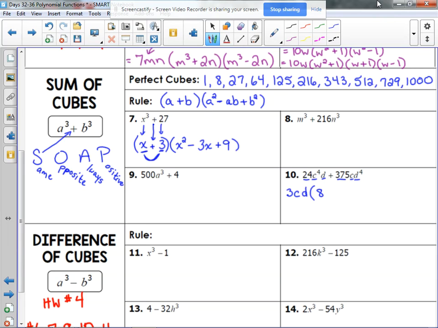24 divided by 3 is 8. We took 1 C out of 4 C's, so we have 3 C's left. And we took the D out. Plus 375 divided by 3 is 125. We took the C out, and we took 1 D from 4 D's, so we've got 3 D's left.